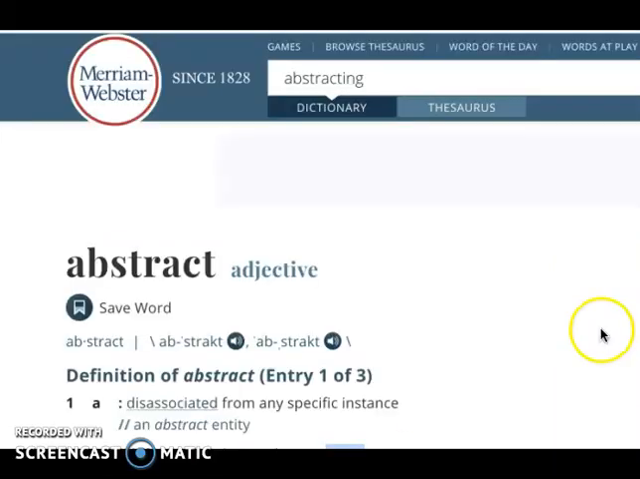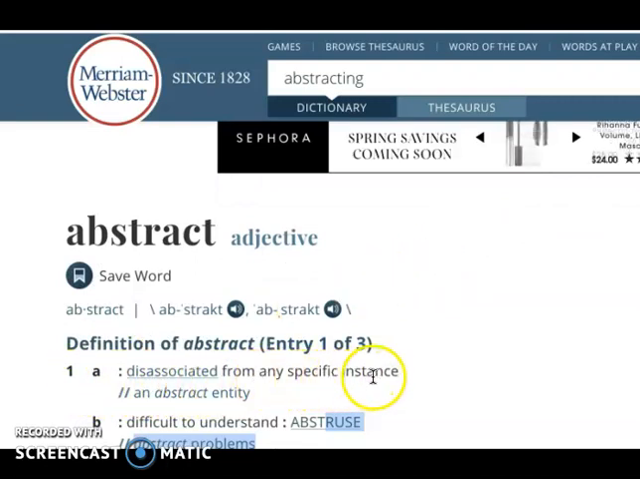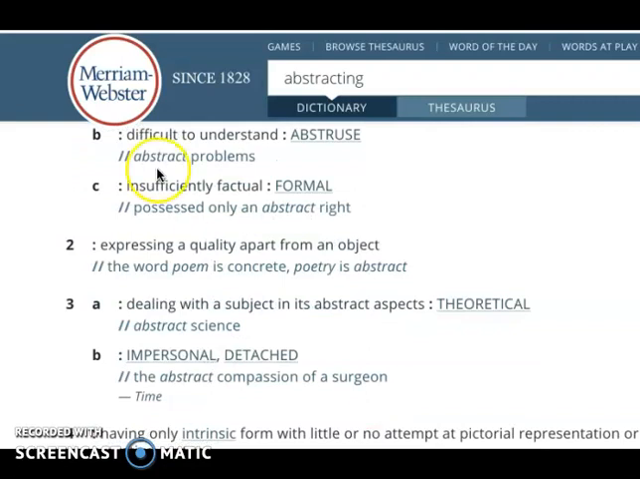And abstraction is our third key term. If we look back at Merriam-Webster, abstract, adjective, it's a somewhat slippery term. We'll have to pay close attention. Disassociated from any specific instance. So not specific, not particular. Difficult to understand. Well, you'll say that when you look at some of the paintings. Expressing a quality apart from an object. The word poem is concrete, a poem, a specific thing. Poetry, that's an abstract concept. It's much more conceptual than physical.